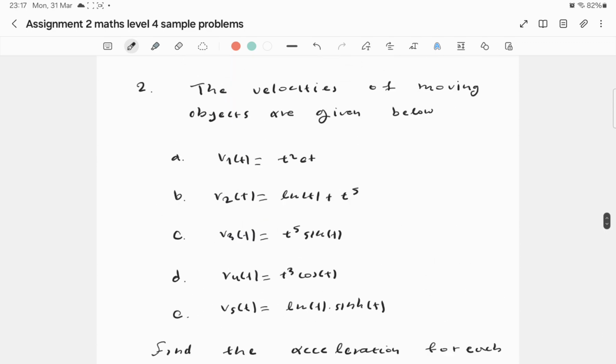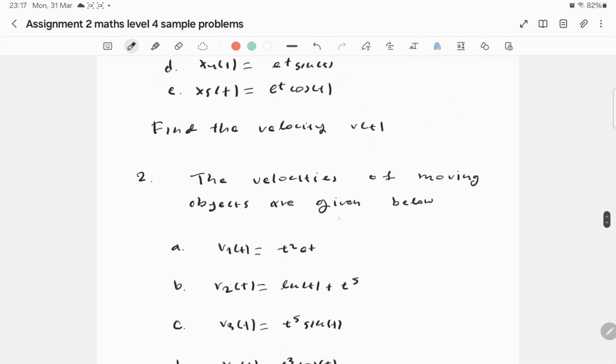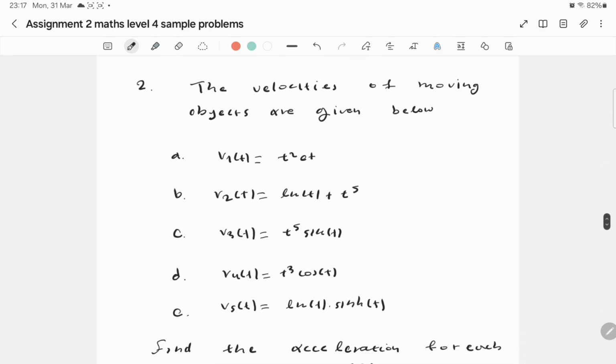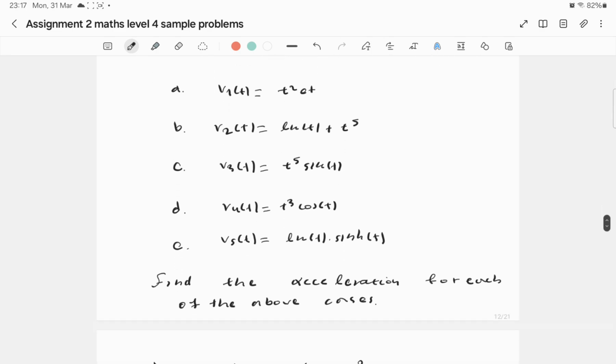Now we go to the other part. We have the velocity of moving objects and we want to find the acceleration, so we have to differentiate the velocity with respect to time in order to get the acceleration.